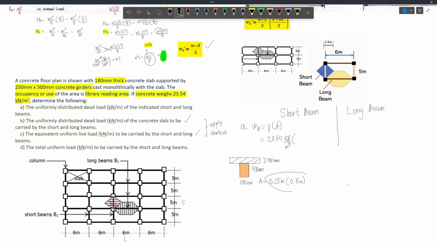And so let's just copy this one. Lagay natin dito. And so yung WB natin will be 23.54 times 0.25 and then times 0.5, that will give us 2.9425.